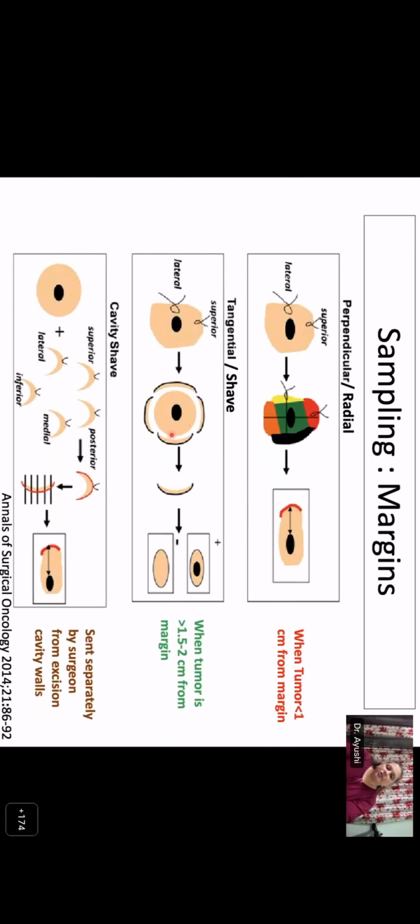However, a tangential shave margin should only be taken when the tumor is far away from the margin, at least 1.5 to 2 centimeters.